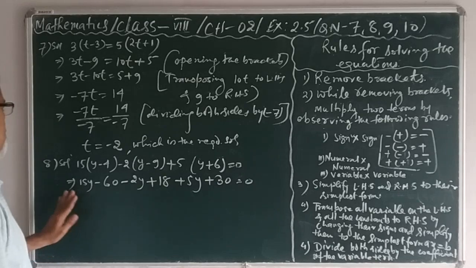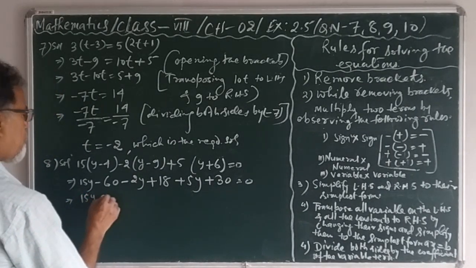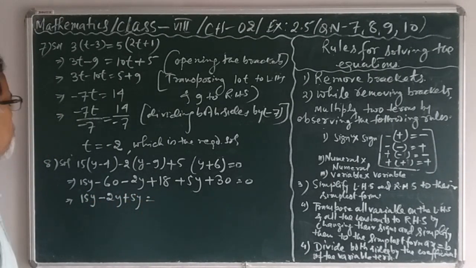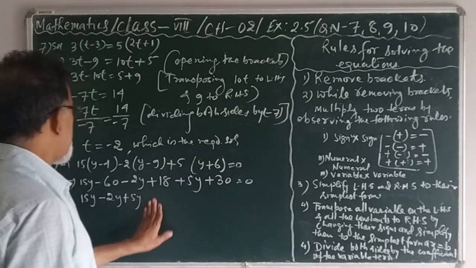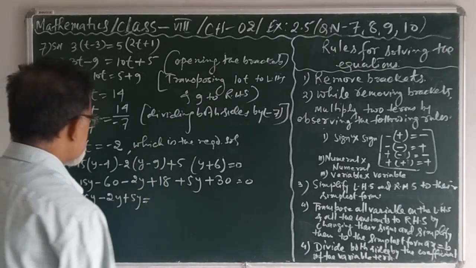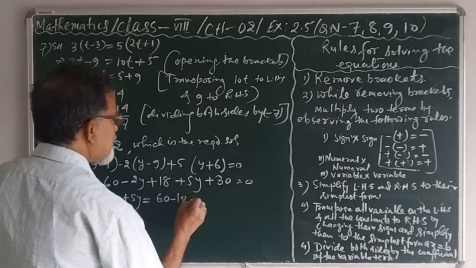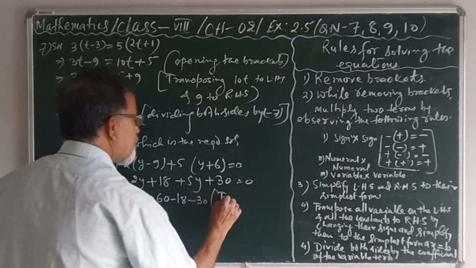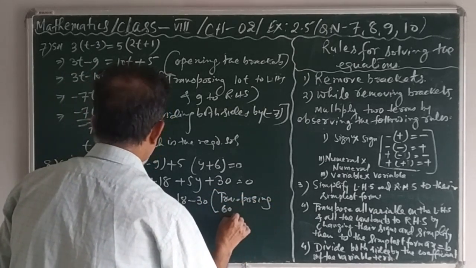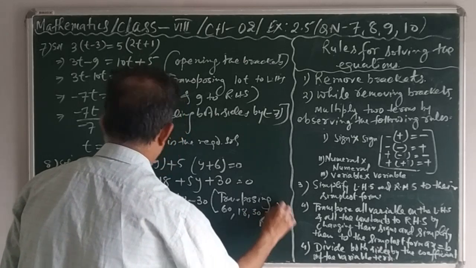So let us write all variable terms together here: 15y minus 2y plus 5y. And now I am going to write all constant terms on the RHS by transposing them to the RHS: 60 minus 18 minus 30. Transposing 60, 18 and 30 to the RHS.